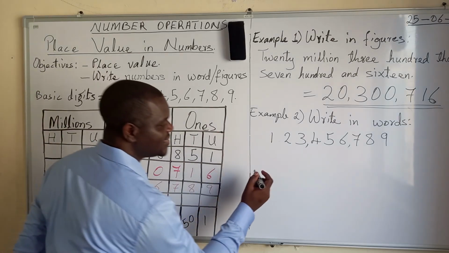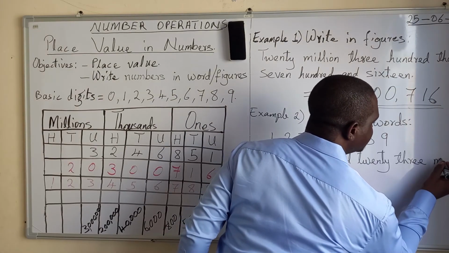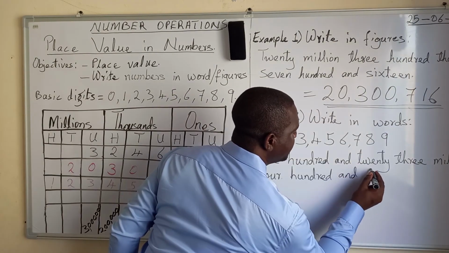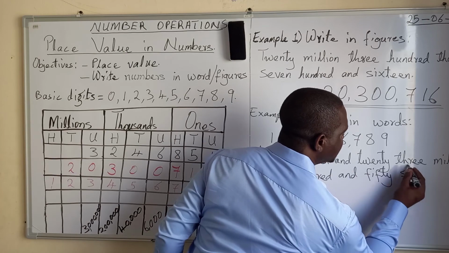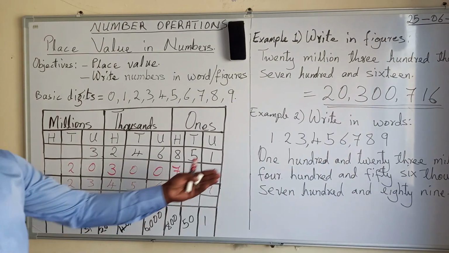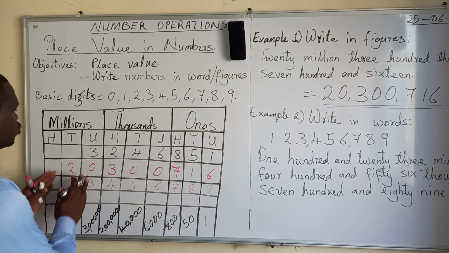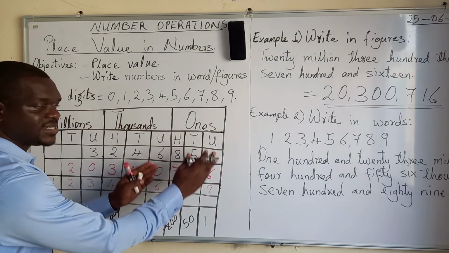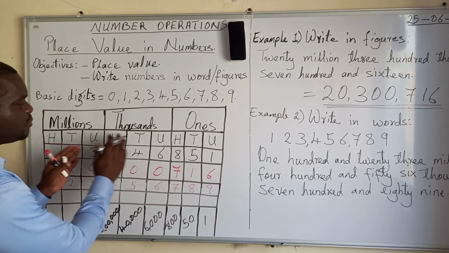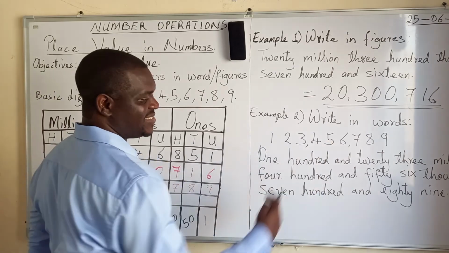The answer is 123,456,789. By fitting this number into the table, it enables us to break it into the 3 sets and further into the 3 subunits, which can help us to read easily.